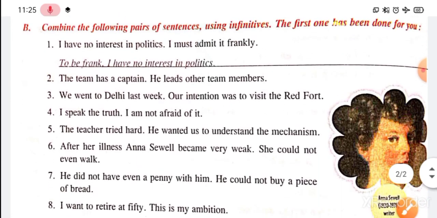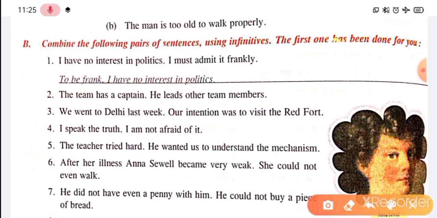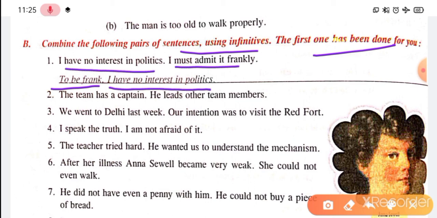Now let us have the exercise to be done here. Combine the following pairs of sentences using infinitives. The first one has been done for you, guys. I have no interest in politics. I must admit it frankly. So here they see, you can say, to be frank, I have no interest in politics. So this idea has been written here and this idea has been taken here, to be frank. I must admit it frankly, that means to be frank, right? I have no interest in politics. So to be frank, this infinitive has been used here.